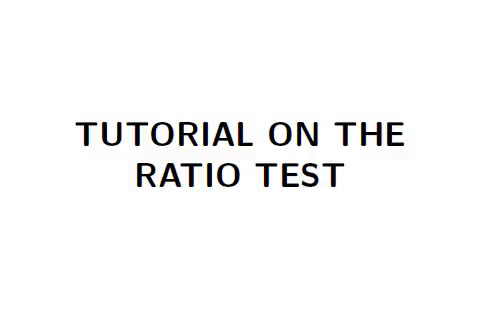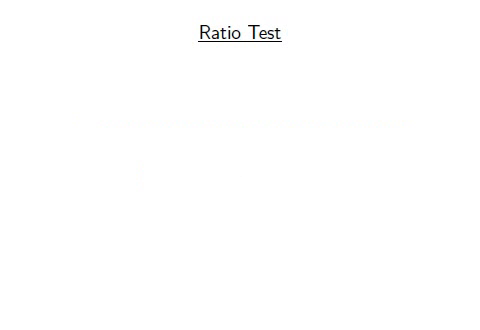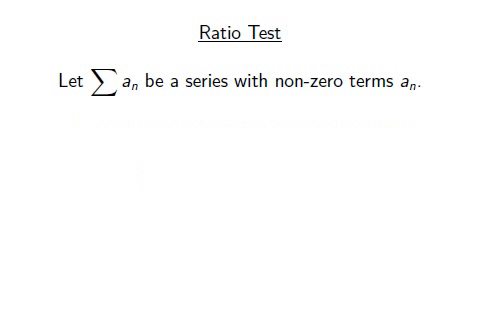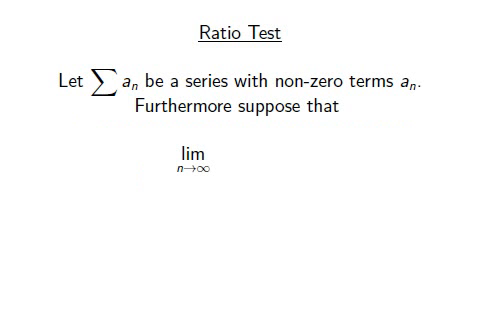This tutorial deals with the ratio test, a very powerful test to check for convergence of certain series. We start by stating the ratio test. Assume we have given a series with non-zero terms a_n. Furthermore, we suppose that the limit as n tends towards infinity of the absolute value of a_(n+1) divided by a_n exists, and we call this limit lambda. Here, lambda may be some finite real number or plus infinity. Depending on which value lambda takes on, we will be able to tell whether or not our series converges.